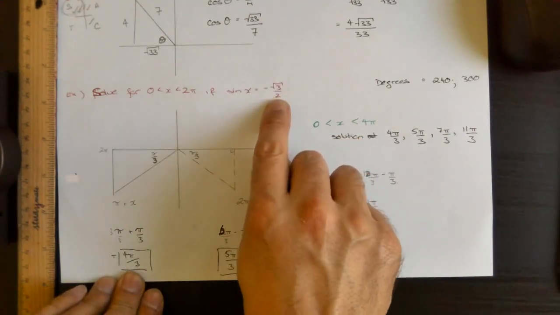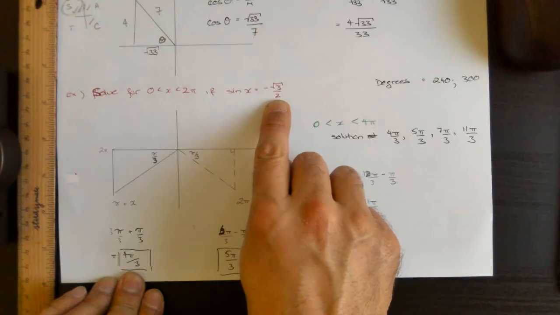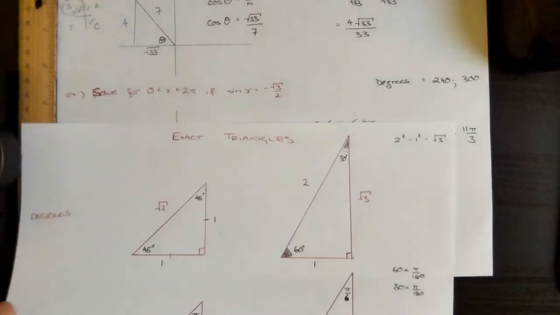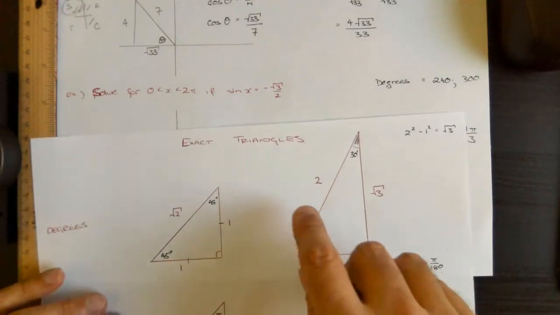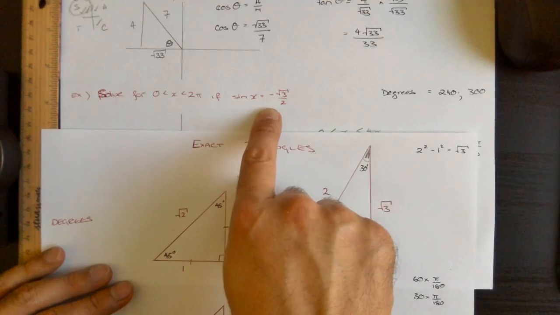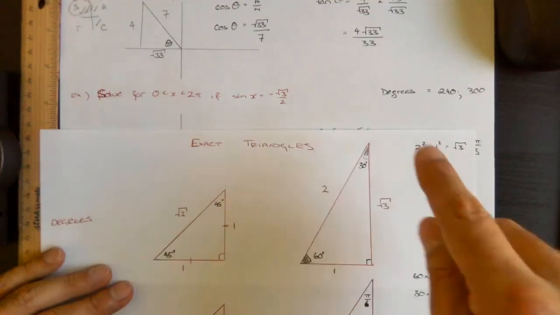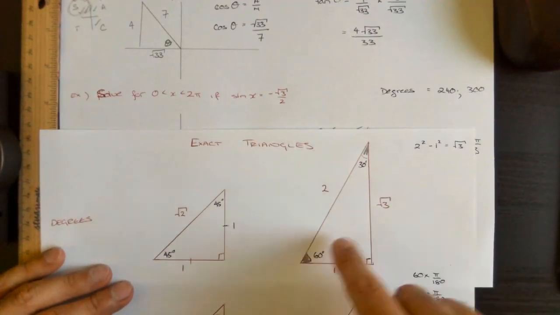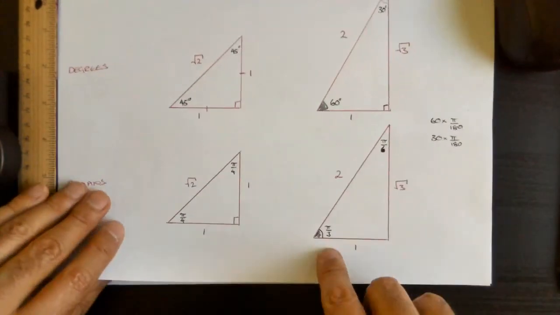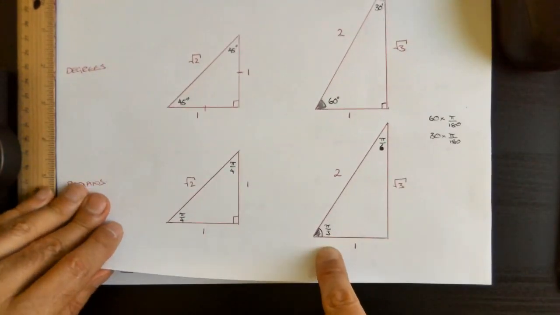Where we got this, where we tried to find out what the answer was, we had to use our exact triangles. We went, what is opposite over hypotenuse? So opposite over hypotenuse is sine 60. In pi terms, it's pi on 3, and that's where we got that.